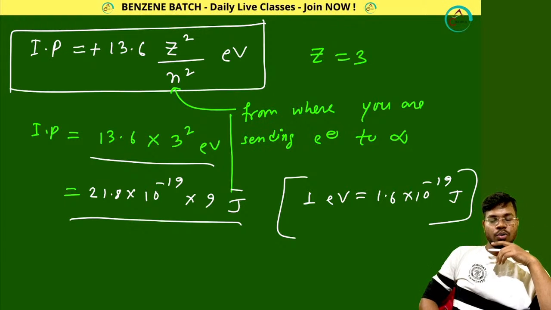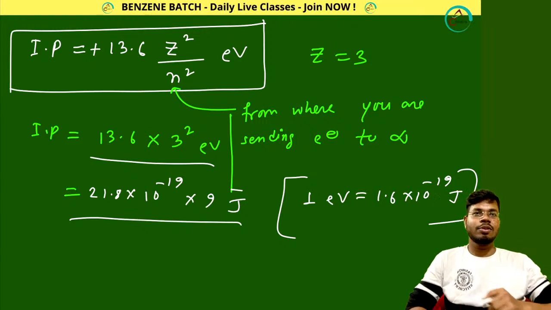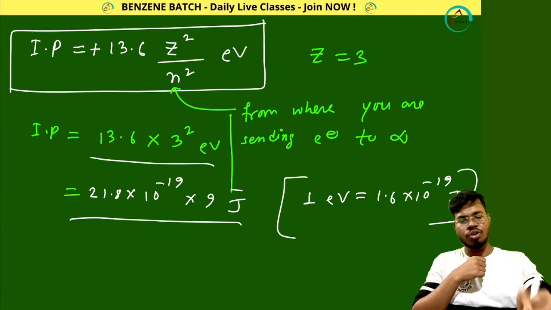Is that clear? How would you calculate that? That simple thing. Is that clear, guys? Yes or no? It's a normal thing, just a normal calculation. This is the shortcut method.